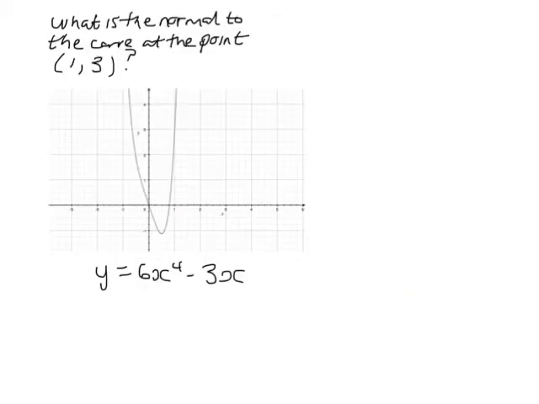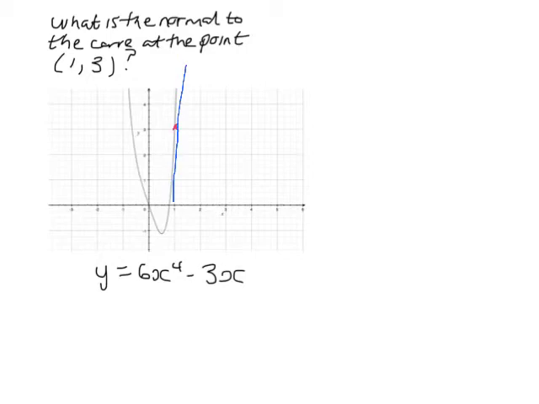Okay, so here we've got a quartic curve, y equals 6x to the power 4 minus 3x, and we're asked to find the normal to the curve at the point 1, 3. So if I just mark in this point 1, 3, that is somewhere there. And we know from before the tangent to the curve at that point is the straight line that just touches the curve at that point, which looks something like that.